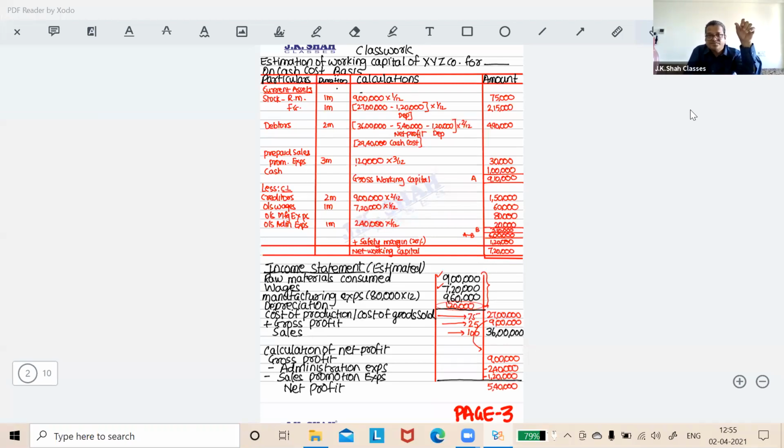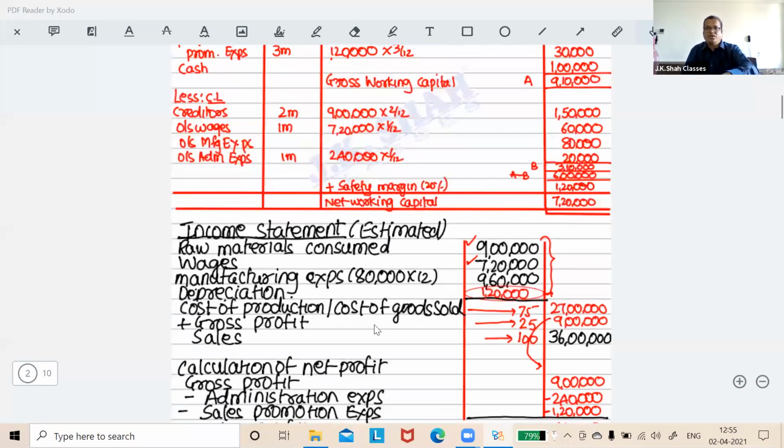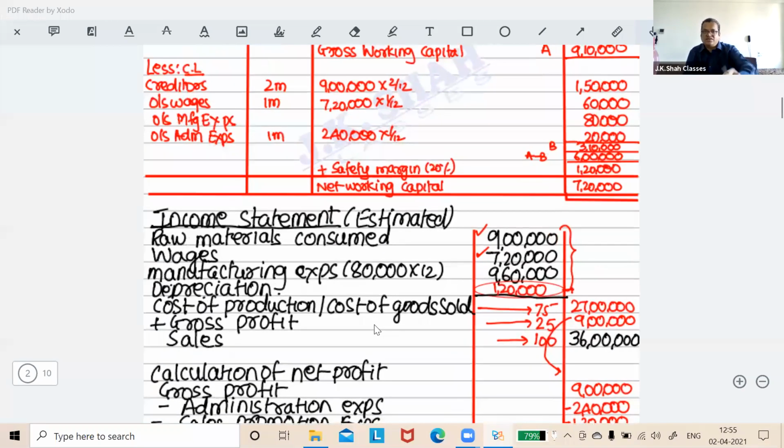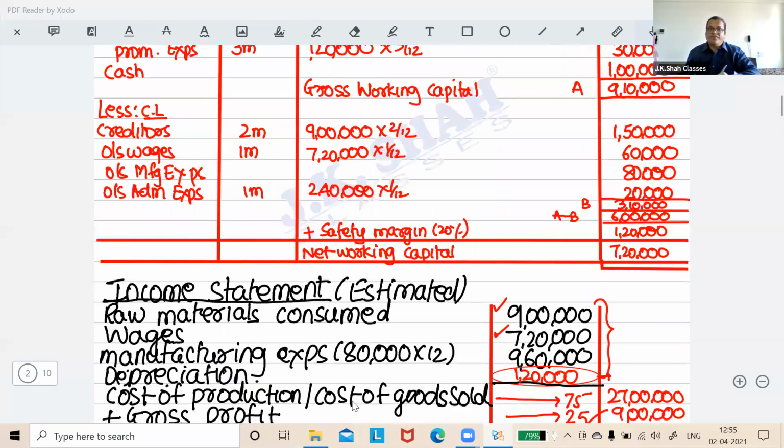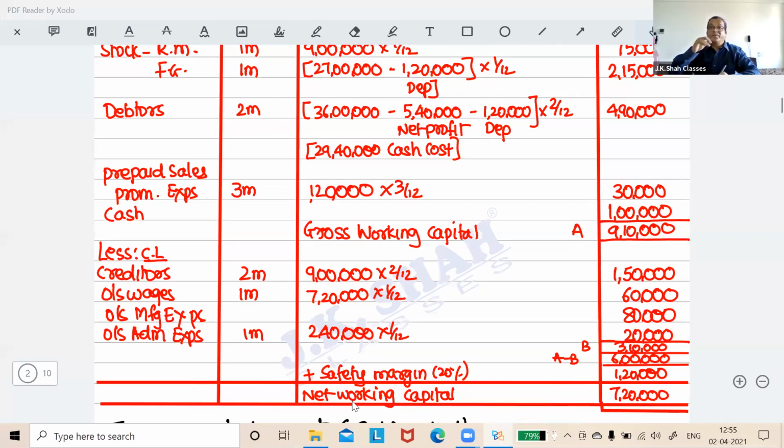Should I discuss? Okay. See, listen. How did you calculate a cash cost? What did you say? Sir, our total sales is 36 lakh. Remove the net profit, remove the depreciation, so whatever is left will be cash cost. And we got our cash cost as 29 lakh 40,000. Now, what exactly do we mean by cash cost? These are those costs which we pay in cash.